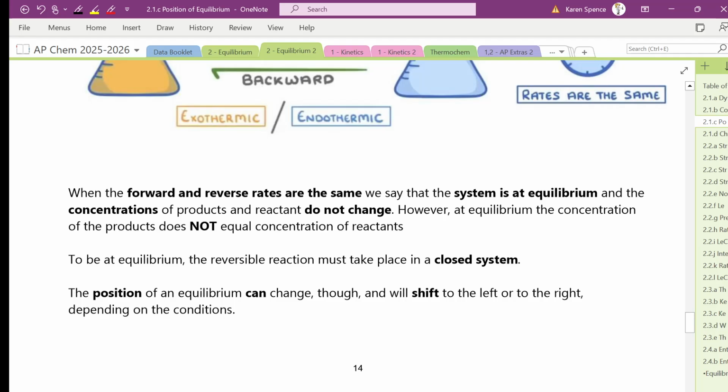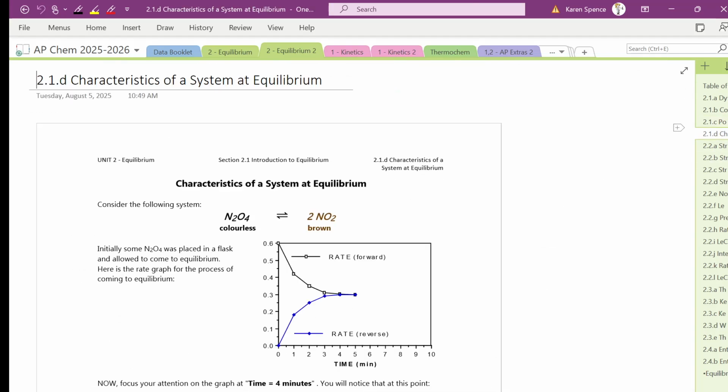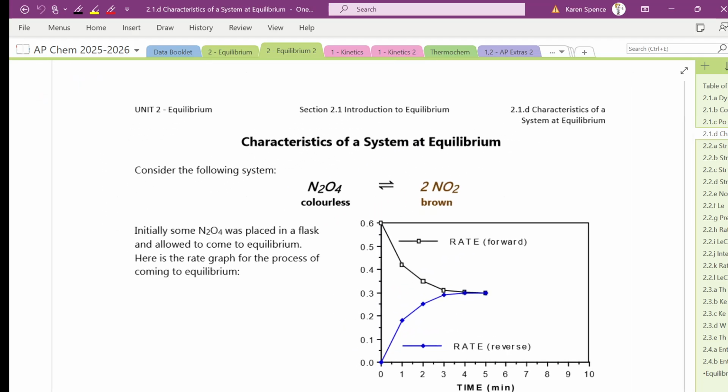The position of an equilibrium can change, though, and will shift to the left or the right, depending upon the conditions. 2.1d, page 16.